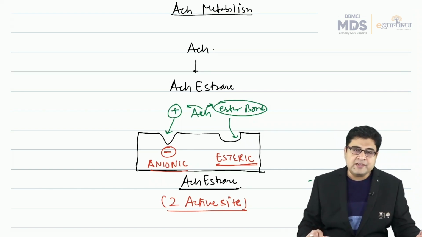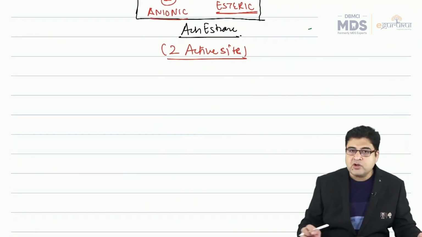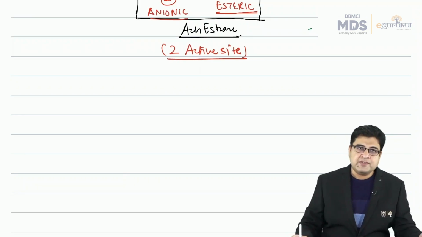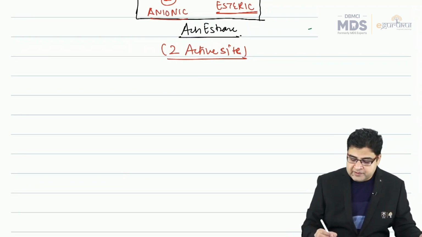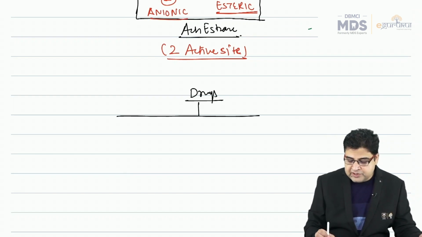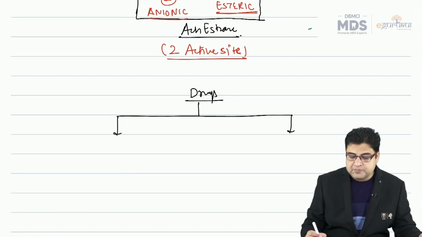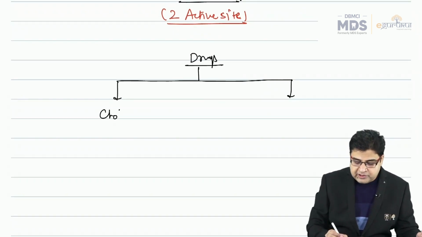Now, after this basic discussion of the parasympathetic system, let's talk about the drugs which act on this parasympathetic system. If we talk about the medicines or drugs which act on this parasympathetic system, I can divide them into two groups. So we have the cholinergic drugs.